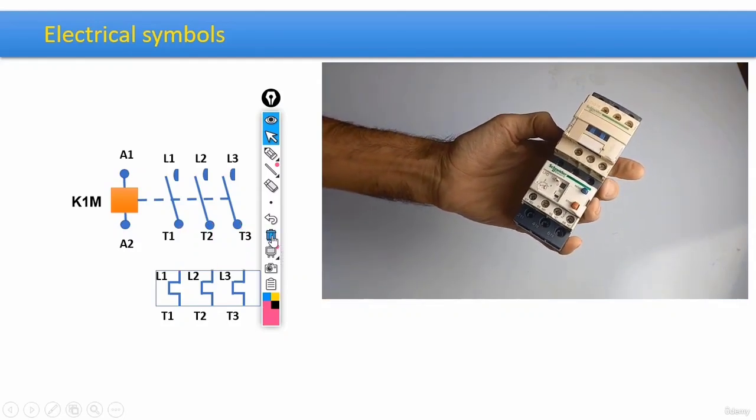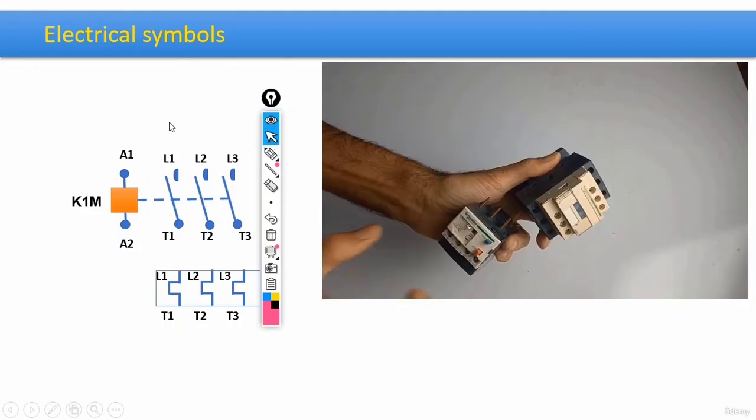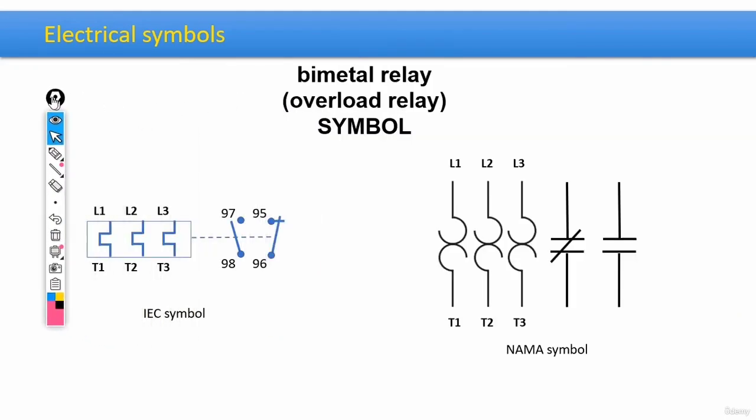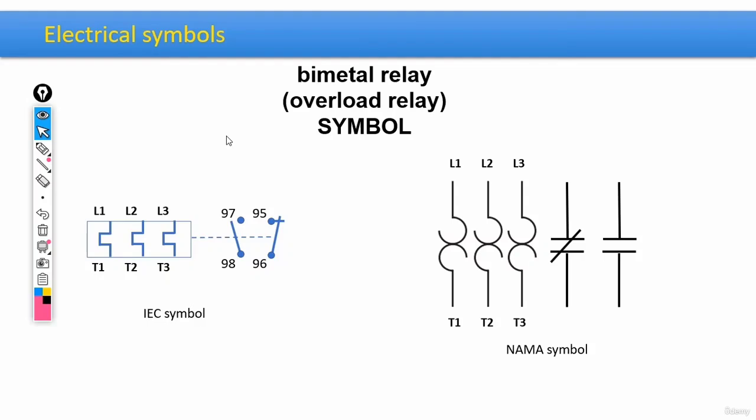Okay, guys, let's move on to, I guess, the last slide of ours. At the end, we're going to take a look at the symbols that we have for bimetal relays or, well, overload relays. As always, we have two versions, the IEC symbol. And by the way, guys, this here represents the power circuit, and this part represents the control circuit. And well, obviously, we have the NEMA symbol as well. And again, we have the power circuit as well as the control circuit.